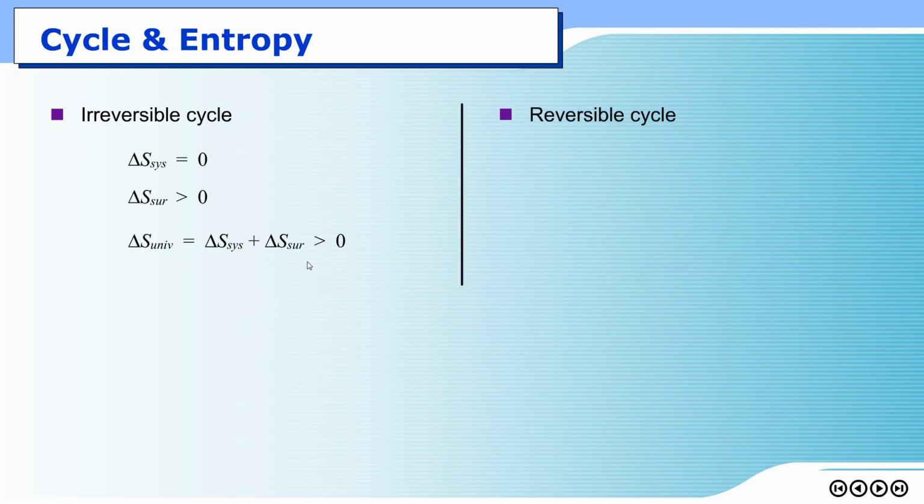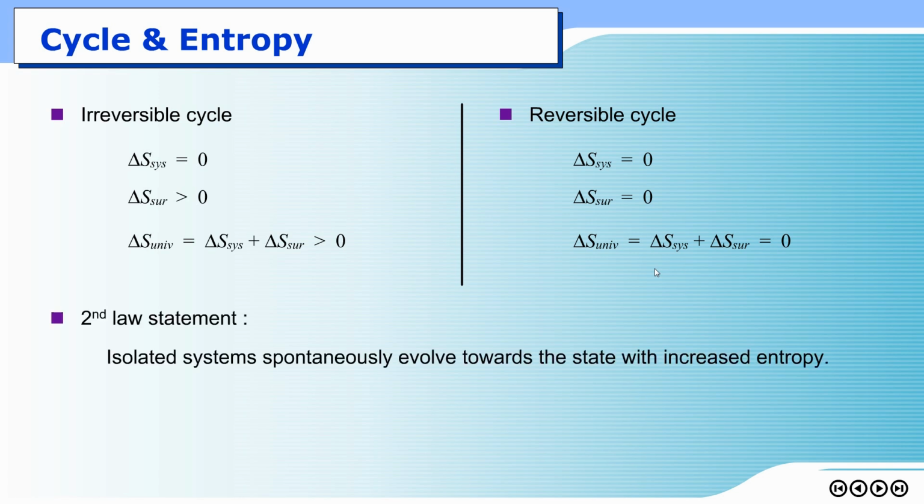For the reversible process, on the other hand, both delta S system and surrounding are 0. So delta S total is supposed to be 0 as well. So you see that in both cases you have changes. The media changes from state 1 to 2 to 3 to 4 and back to 1. There are changes inside.